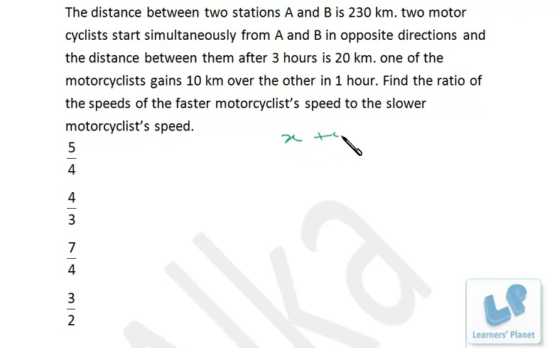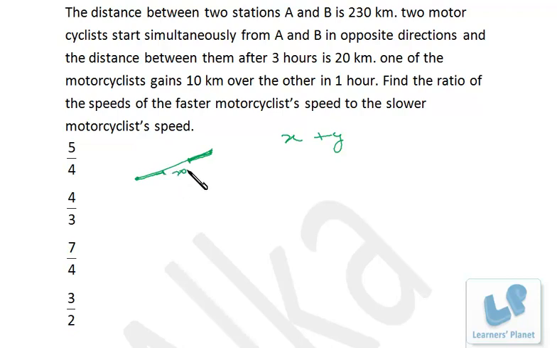So that's x plus y. Now, the distance between them after 3 hours is 20 kilometers. What does it mean? That means in 3 hours, they have covered 230 minus 20, that means 210 kilometers. Just see over here. So this is 20 kilometers. That means this distance plus this distance is actually 210 kilometers, which they have covered jointly, right? That means A is coming from this direction and B is coming from this direction, right? So after 3 hours, the distance between them is 20 kilometers.